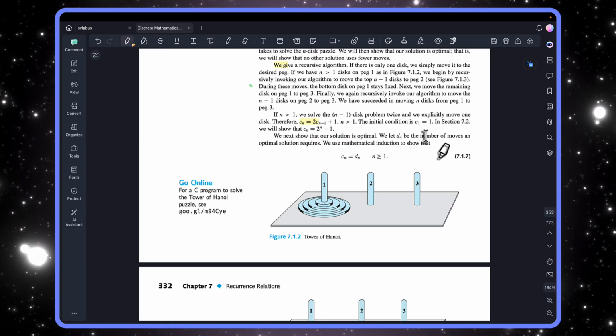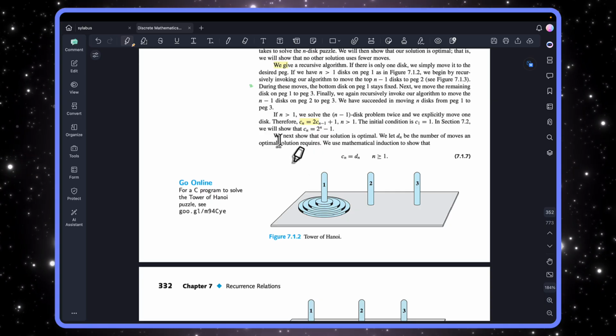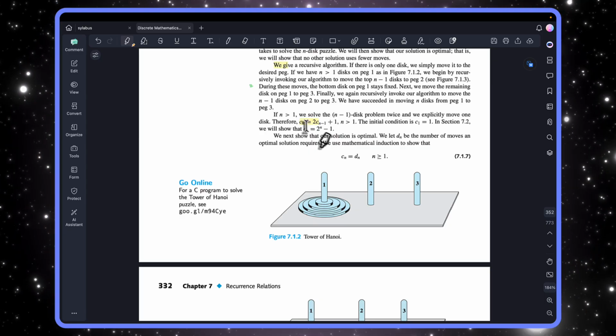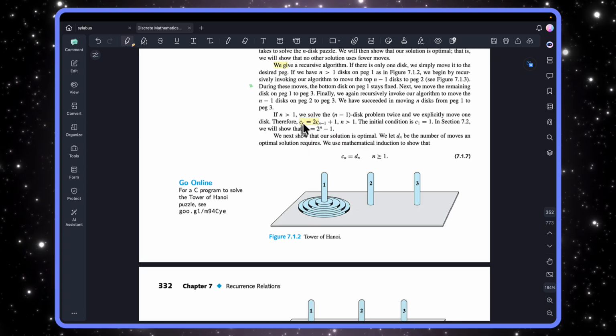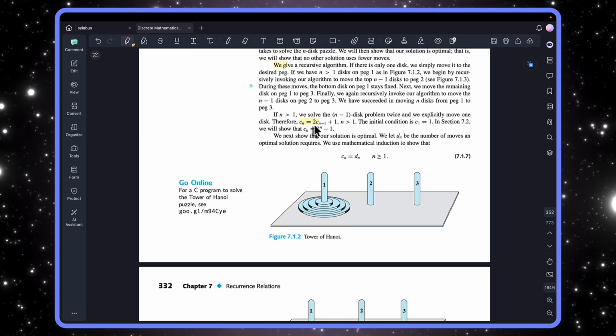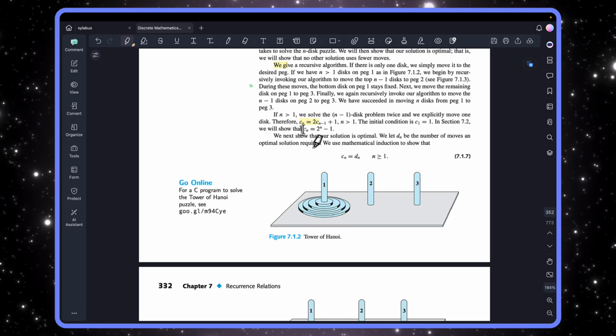Okay, so we can actually show that C sub n is 2 to the n minus 1. That's pretty clear, because let's just take a look. If you start with C1, C1 is 1. C2 would be 3, then C3 is 7, and so it goes on. That's clearly the formula, right?